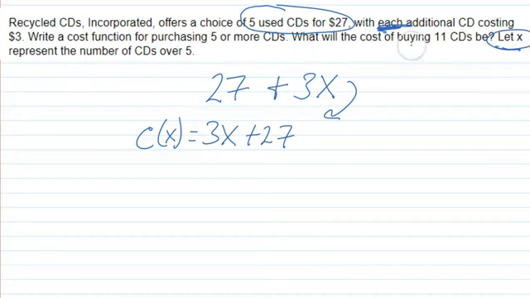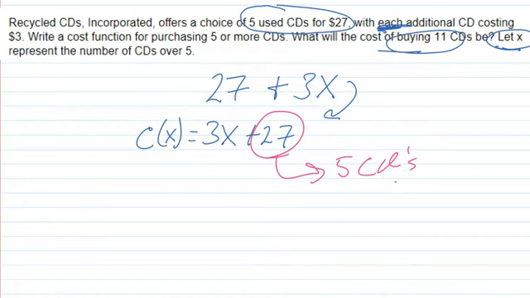So now they want to know what the cost of buying 11 CDs will be. Now this is where people tend to make mistakes. They throw an 11 in there. Just like in the last problem, we put a 4 for tickets. But that's wrong. How many CDs do you get for $27? This $27 is going to give you 5 CDs. So how many more CDs do I need? Well, the simple math would say 11 minus 5 leaves us with 6 CDs.